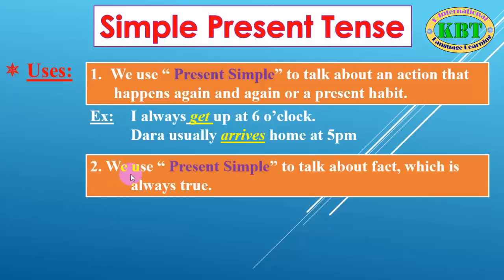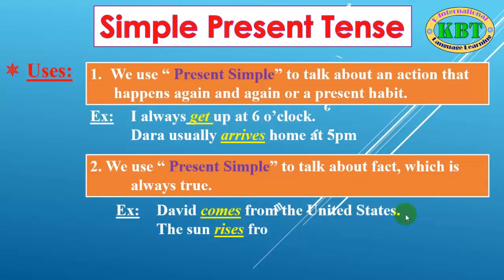We use present simple to talk about facts, which are always true. Fact or true, right? The same, right? Let me have a look at the example. Now, which comes from the United States, right? So he is American, that's why he is from the United States.